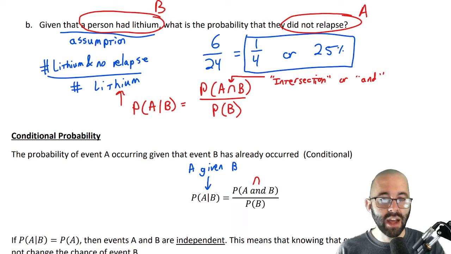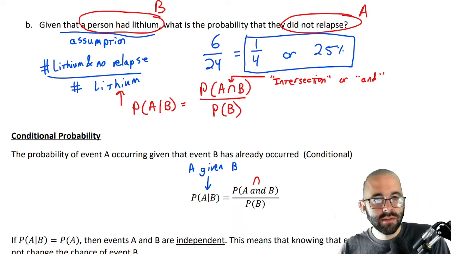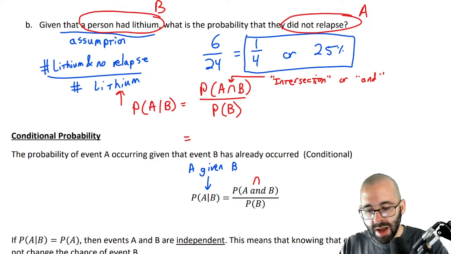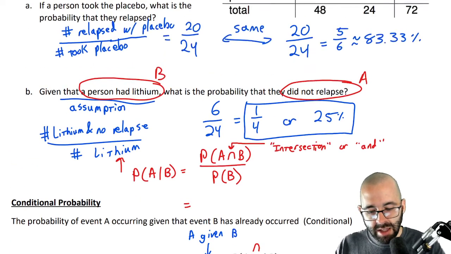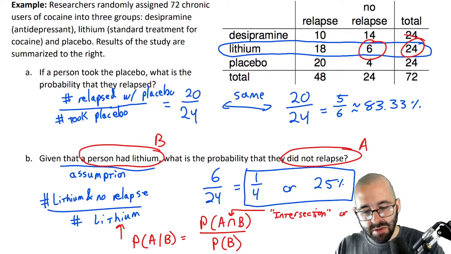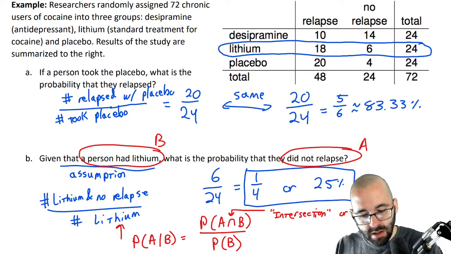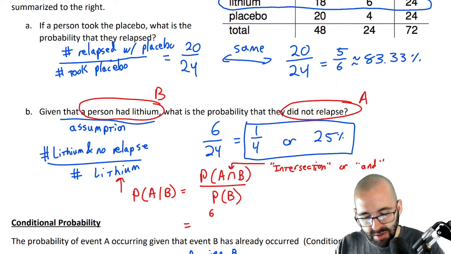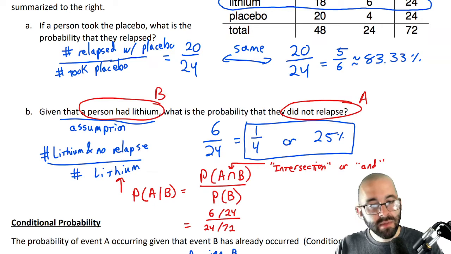Sometimes we'll write that symbol. They're equivalent. Okay. So again, this would be very similar. The probability that they had lithium and didn't relapse would be 6 out of 24 right here. So we could write that down, right? 6 out of 24 divided by the probability that they took lithium. That was 24 out of 72 people who took lithium.